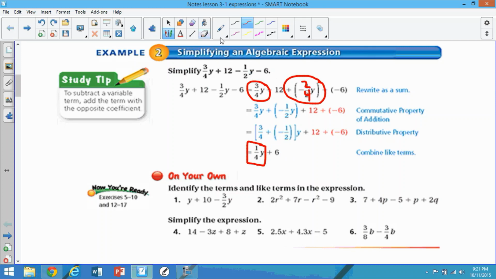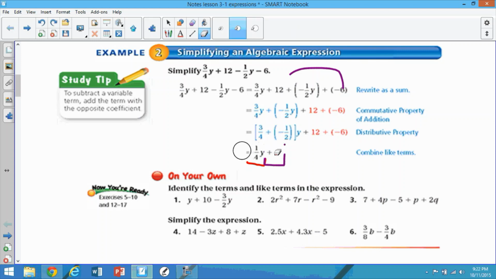Okay, now we have to combine our numbers. So we have our 12 and our negative 6. So 12 plus negative 6, the signs are different, so we subtract, so our answer is a positive 6. So it's 1/4 y plus 6, and that would be your answer. 1/4 y plus 6. You combine those like terms.